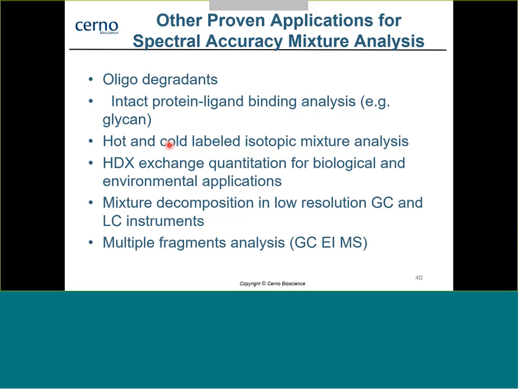This is shown to be a very accurate method for this, which is effectively impossible to do with any other approach. Hydrogen deuterium exchange quantitation, biological and environmental applications, mixture decomposition in low resolution GC and LC instruments. That's the other interesting thing: the bands do not have to be fully resolved in order to apply this technique. And also, when you're using GC in electron impact mode, we can do deconvolution of the multiple fragments using this approach very easily.